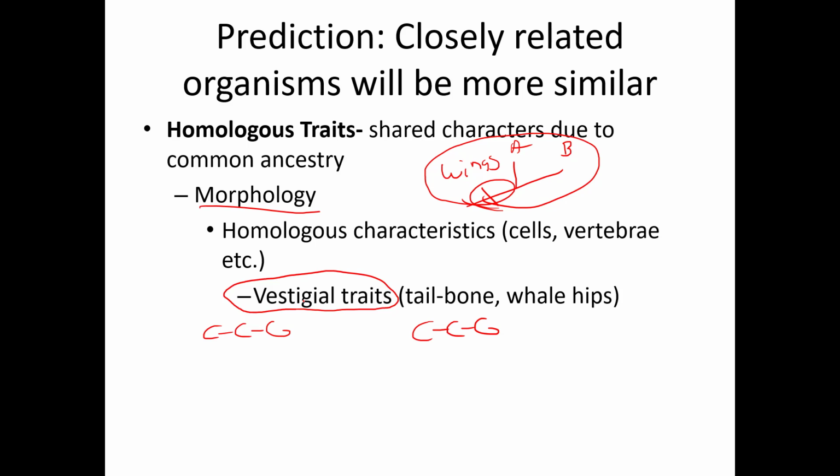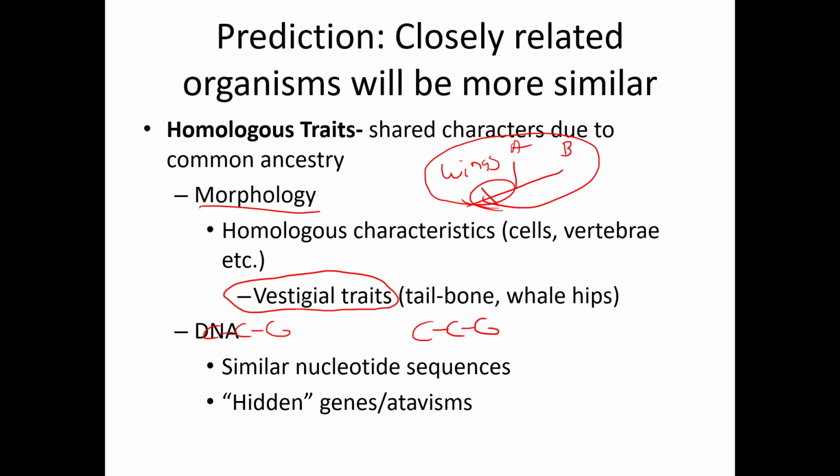Whales often have hip bones that are not really connected to anything, but the genes for hip bones are still there, so they have a genetic homologous trait. And then very small but not fully formed hip bones are still there. Those are vestigial hip bones.